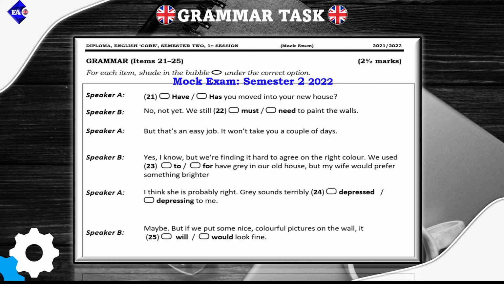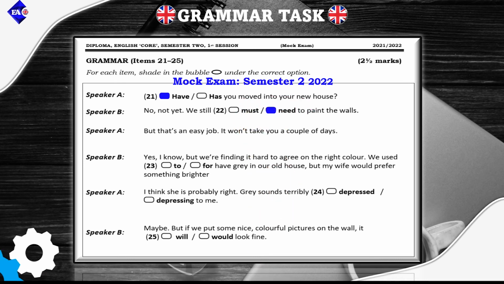Number 1. Have you or has you? I guess you got used to it, so the answer is definitely have. Number 2. To choose must or need, we should look at the form of the verb that comes right after them. As for must, we can only use a verb without to. In this example, we have the verb to paint, so the right answer is need.